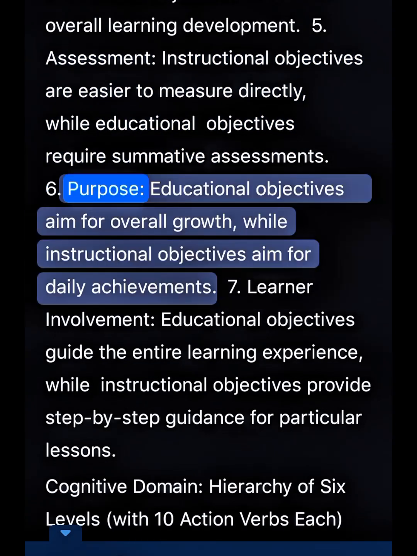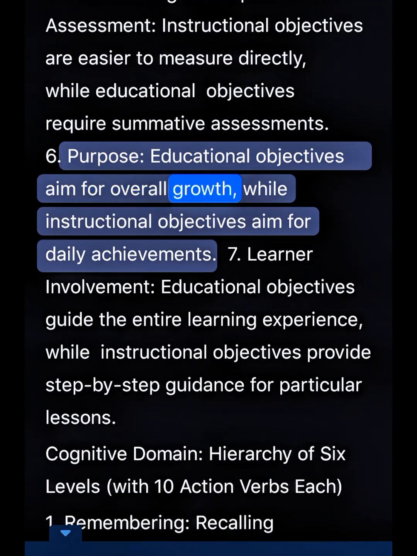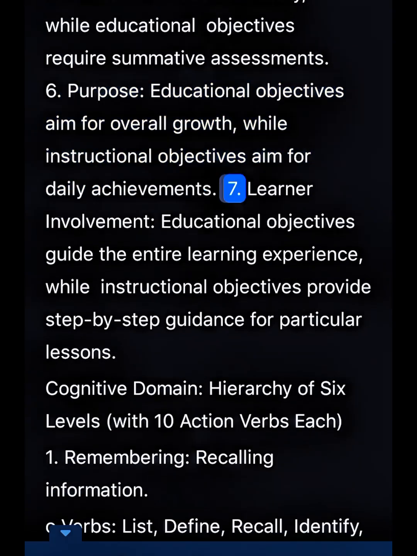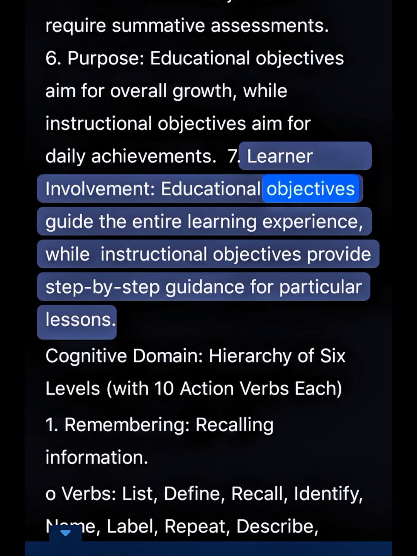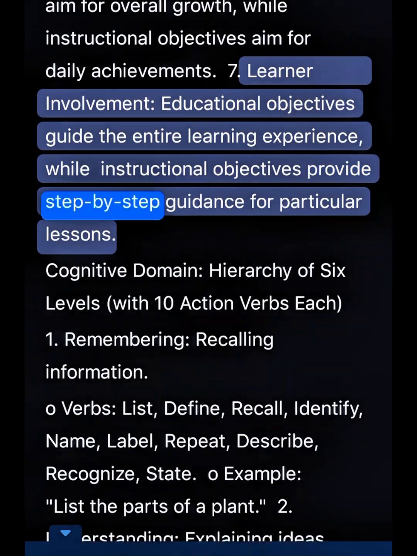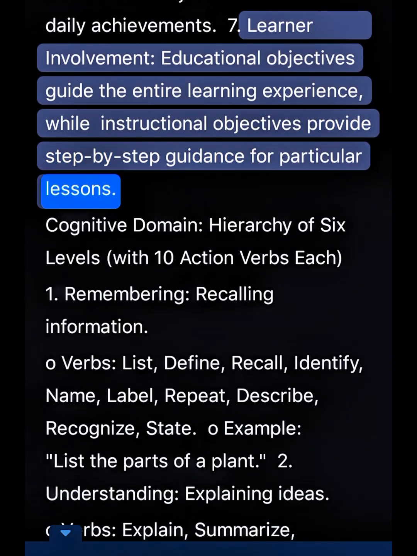6. Purpose. Educational objectives aim for overall growth, while instructional objectives aim for daily achievements. 7. Learner involvement. Educational objectives guide the entire learning experience, while instructional objectives provide step-by-step guidance for particular lessons.